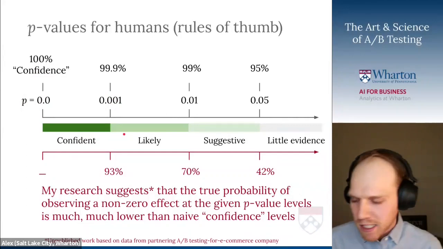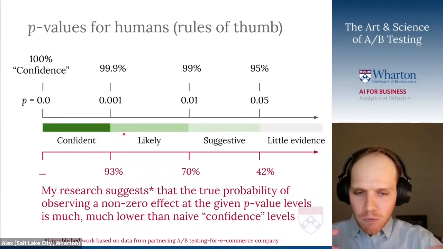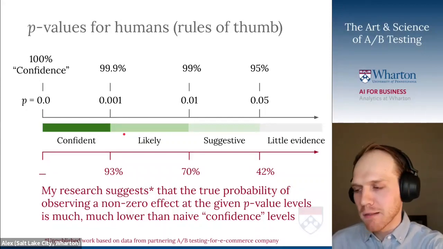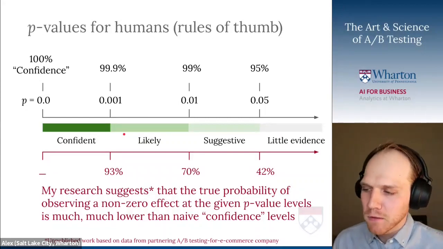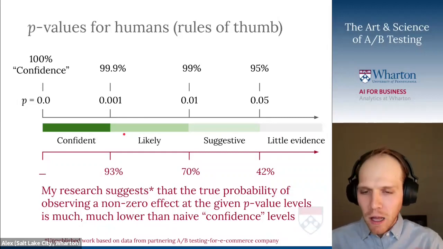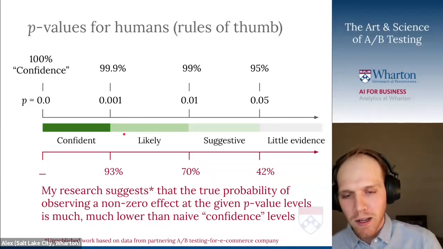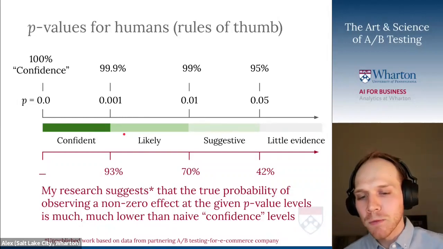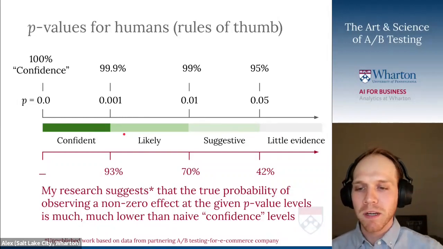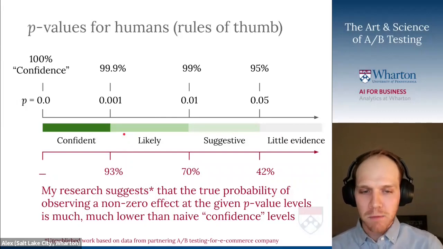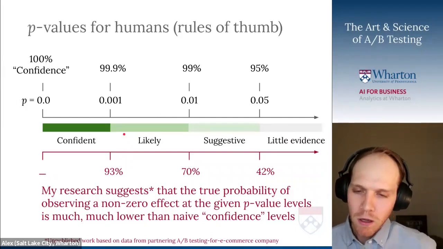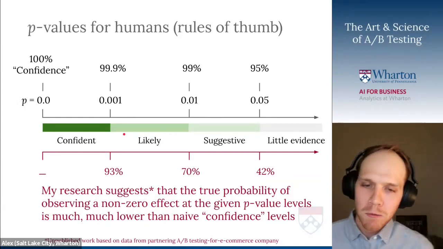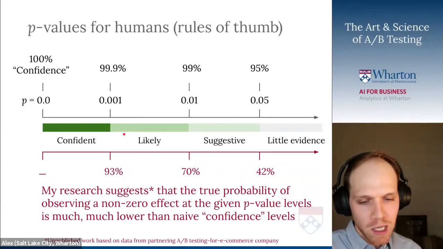Now, I say these are very rough rules of thumb, and these probabilities that I'm reporting in red are based off of e-commerce data, a very large e-commerce data set, but not your data. And so you shouldn't read too much into the exact probabilities I'm reporting here, but I think in general, this broad grouping of interpretations of your p-values is probably a good rule of thumb for a lot of people in a lot of situations.